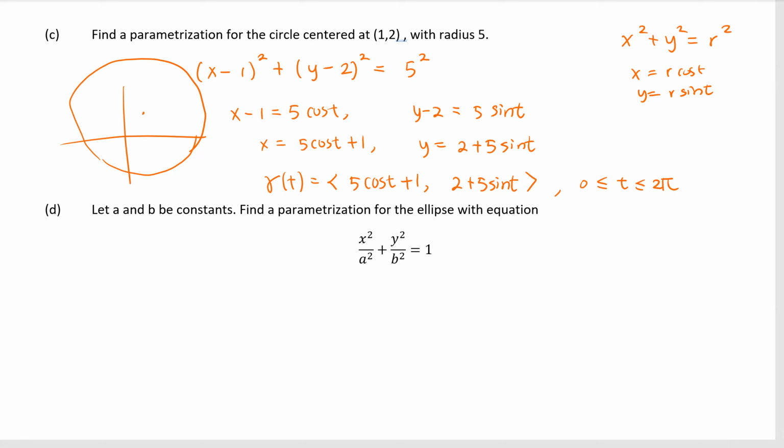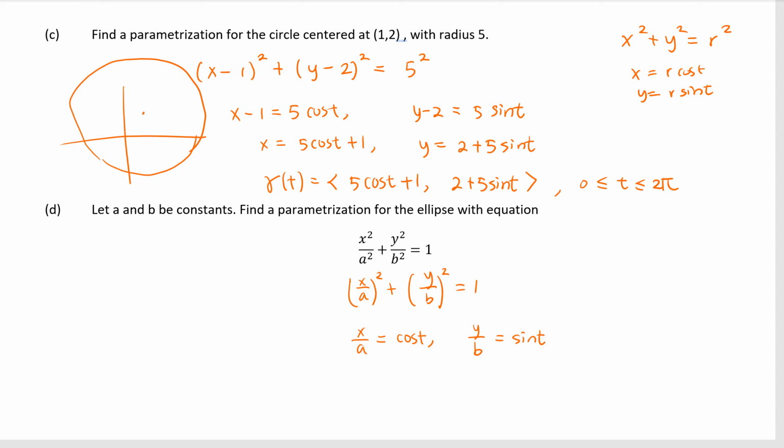All right. Part D. Let a and b be constants. Find a parametrization for the ellipse with equation x over a squared plus y over b squared equals 1. So in this case, the right side is 1, so that's why the radius is 1. Then we have x over a equals 1 times cosine t, and y over b equals 1 times sine t.